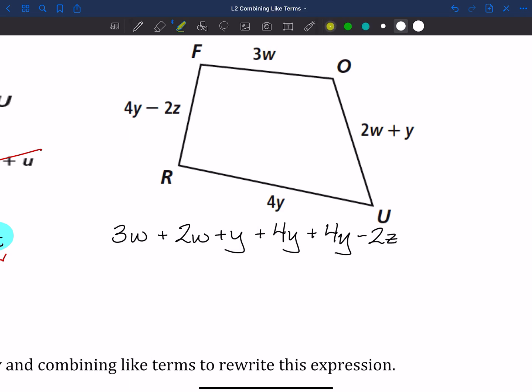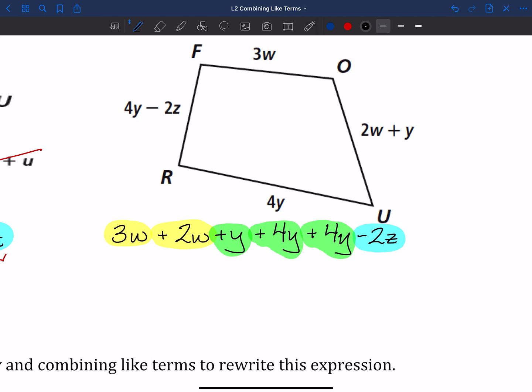All right. So I've got all this stuff on here. Now I need to find the like terms. So again, I've got 3 w's. I've got another 2 w's here that match. And that's all I've got for w's. All right. Then I've got a y plus 4 more y's plus 4 more y's. Oh my gosh. And that's all the y's I've got. And then minus 2 z's on the end.